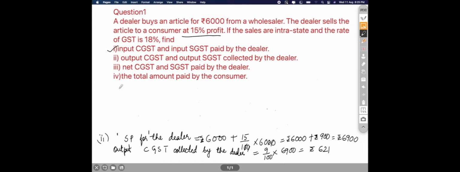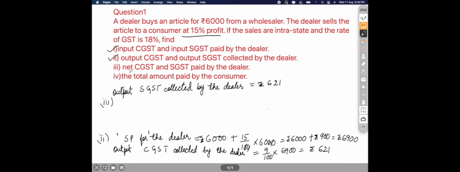So now output SGST collected by the dealer. Collected by the dealer is the same. That will be 9% of 6,900 rupees, because I told you the same amount goes for the central government as well as the state government. So this was part 2. Next comes part 3. Right, part 2 is over.